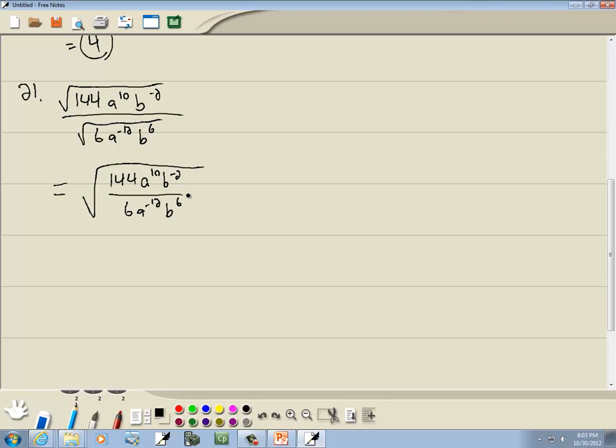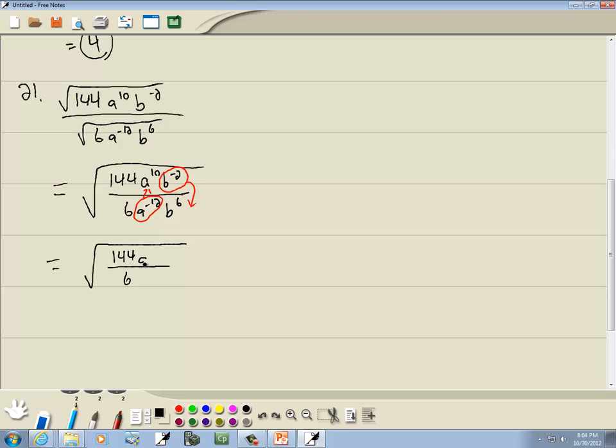Now if you remember from before, when we have a negative exponent, we want to take it opposite of where it's at in the fraction. So this b to the negative 2, we want to take it down to the denominator, and it'll become b to the positive 2. This a to the negative 12, I want to take it up on top, and it's going to become a to the positive 12. Anytime you move anything opposite of where it's at in a fraction, the sign of the exponent changes.